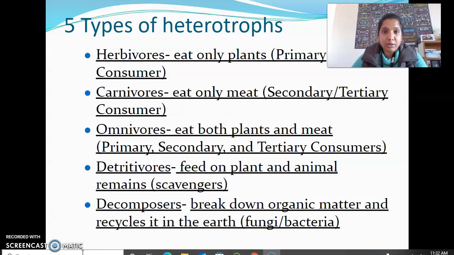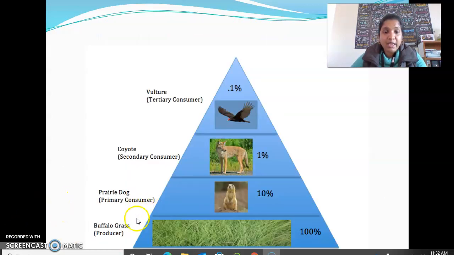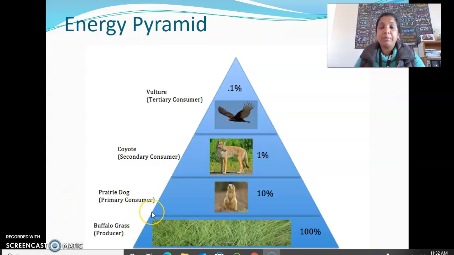So next you need to know is the ecological pyramid. This is called the ecological pyramid, which we also call the energy pyramid. If you notice in this, different trophic levels will be separated by a line.